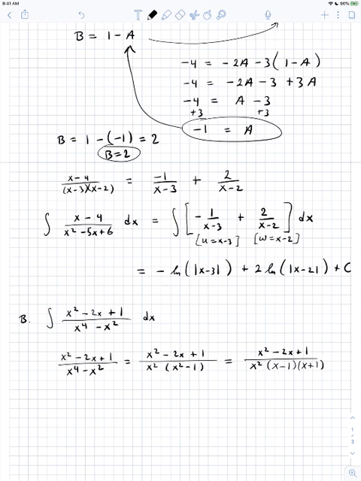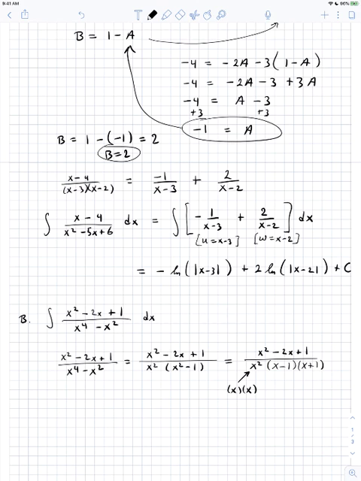In the bottom, we actually have 4 factors. It might look like 3 at first, but there's actually 4. x plus 1 is a factor, x minus 1 is a factor, and x squared is 2 factors. This is actually x times x, so there are actually 4 factors. However, we actually can factor the numerator as well.